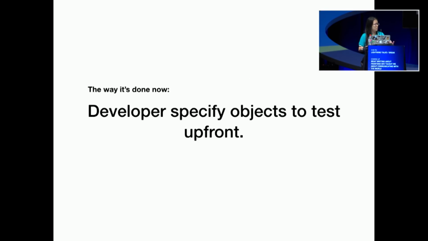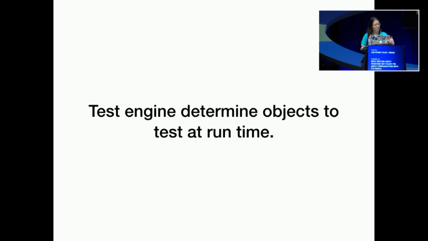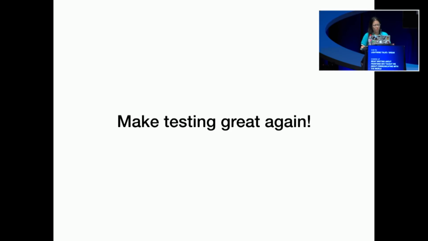So this is the way we are writing our tests right now. Developers specify the objects to be tested upfront. No, we shouldn't be doing that. Let's have the test engine determine the objects to test at runtime. So let's make testing great again.